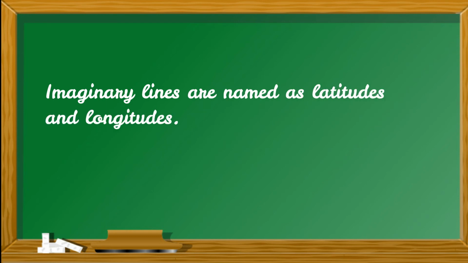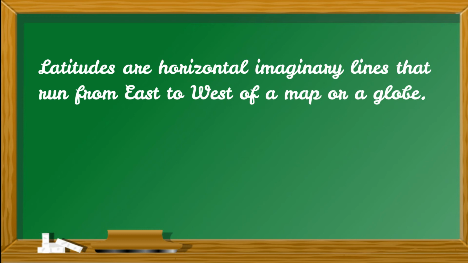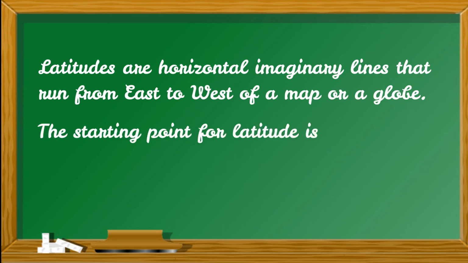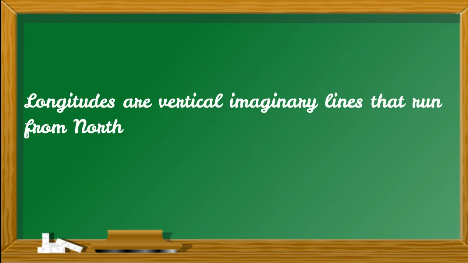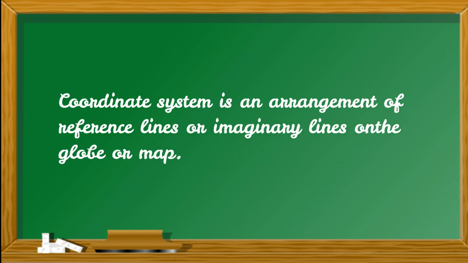Imaginary lines are named as latitudes and longitudes. Latitudes are horizontal imaginary lines that run from east to west of a map or a globe. The starting point for latitude is the equator. Longitudes are vertical imaginary lines that run from north to south of a map or globe. They extend from North Pole to South Pole. Coordinate system is an arrangement of reference lines or imaginary lines on the globe or map.